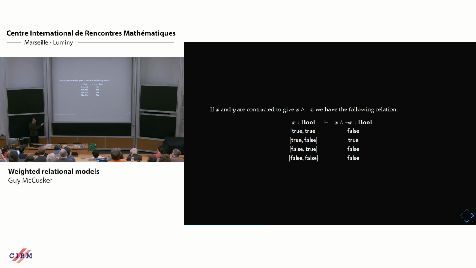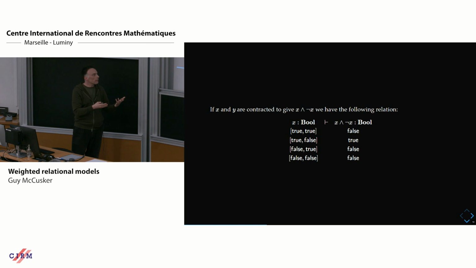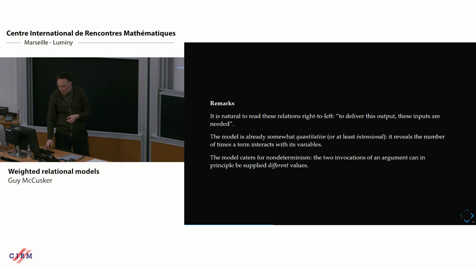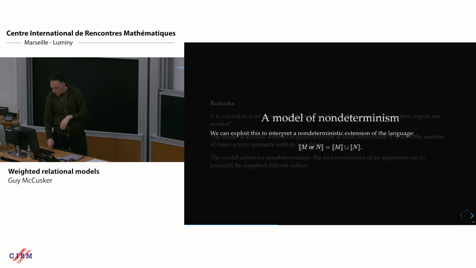And so two things are happening here. One is that there's a bit of quantitative information because we can see that x is being invoked twice by this term, because all of these multisets have size 2. And also, the interpretation of this term is perfectly willing to interact with non-deterministic variables. So there's some kind of catering for non-determinism going on already, which we're going to exploit. So these are my three remarks. I find it natural to read these relations from right to left. We can already see some quantitative stuff going on, and we can handle non-determinism. So why not? Let's just do that.